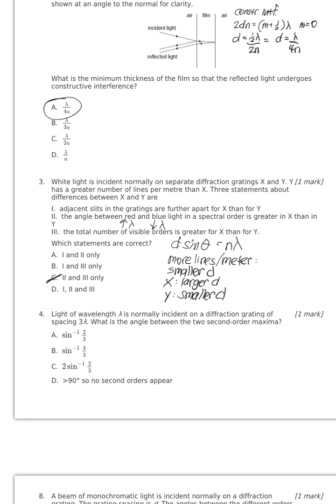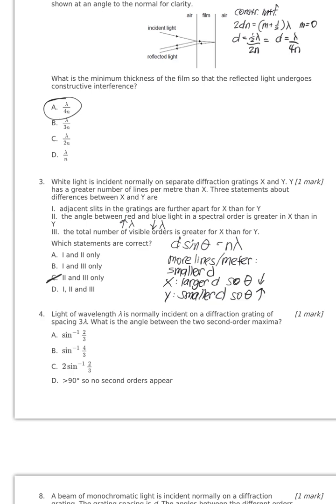And of course, sine theta varies with theta, not linearly because it's a sinusoidal function, but as theta increases, sine theta increases. As theta decreases, sine theta decreases. So for a larger slit separation, you are going to get a tighter angle. And so the fringes on your interference pattern are going to be tighter for a larger slit separation.